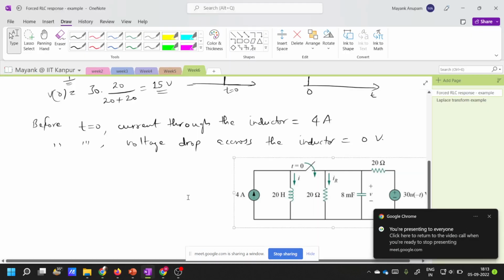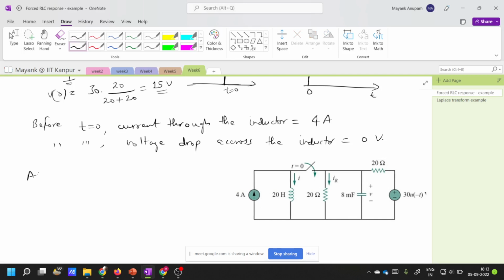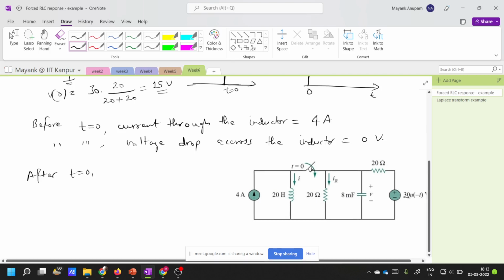So what will happen to this circuit after t is equal to 0? Let us find out. Let us write here. After t is equal to 0, basically this switch will close, and this here becomes 0, right? Because this is 30 u of minus t. Fine. So let us draw the circuit after t is equal to 0.